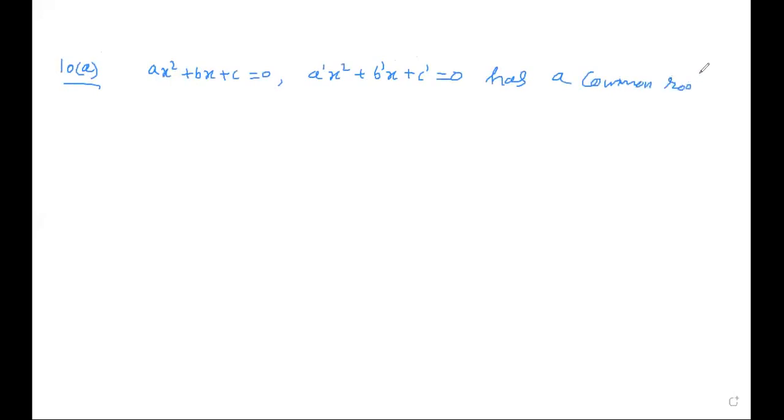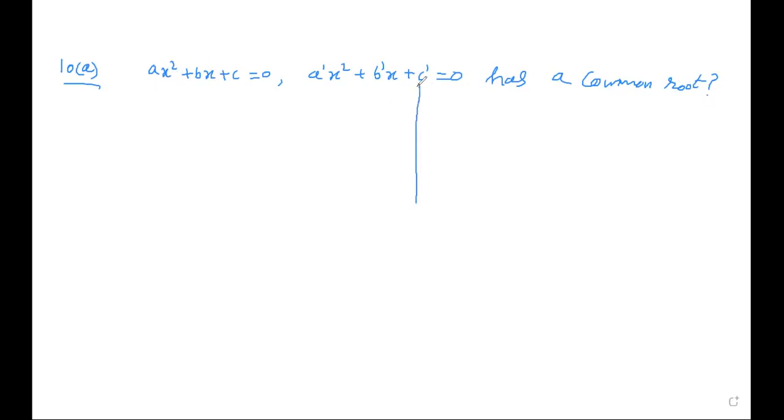Read question number 10A. Find the condition that the equations ax square plus bx plus c equals to 0 and a dash x square plus b dash x plus c dash equals to 0 have a common root.